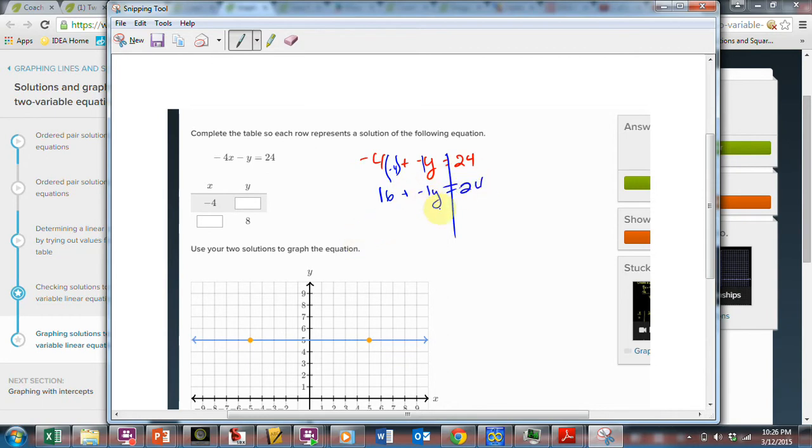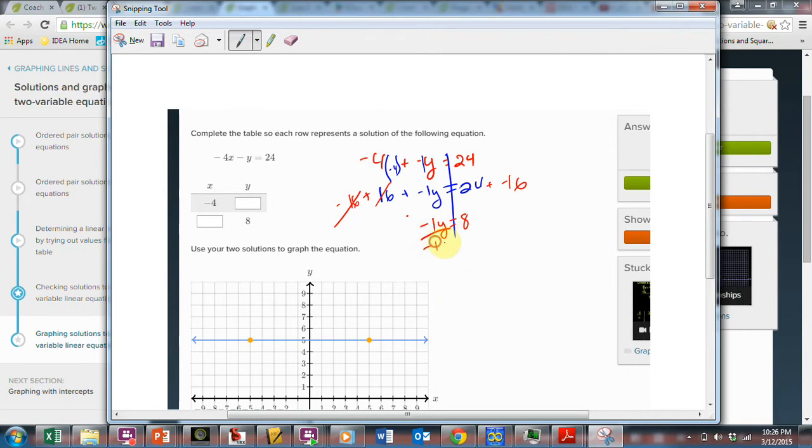Now to get y by itself, I need to first get rid of the term that doesn't have a y in it, which is this 16. I'm going to get rid of it by adding its opposite, -16, to both sides. -16 plus +16 will give me 0, and I'll be left with -1y over here. On this side, 24 plus -16 will give me +8.